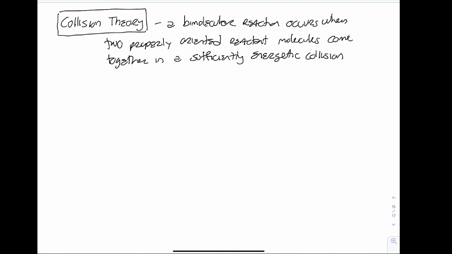So kind of breaking this down, right? There's two parts to it. Properly oriented, that's important, and then sufficiently energetic. So not all collisions are going to lead to products. Just because they collide doesn't mean they're going to react. They have to collide with the proper orientation and with enough energy. So not all collisions lead to products.